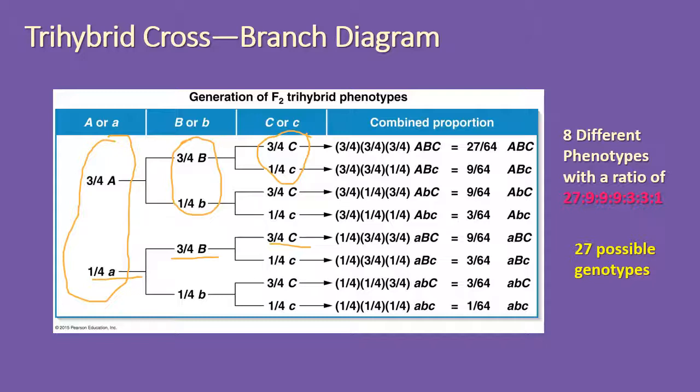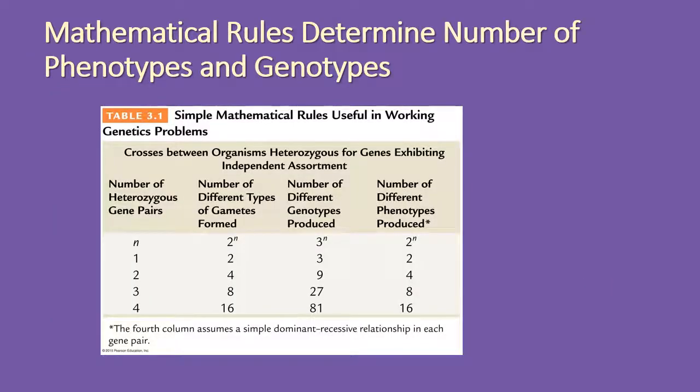Now it would be difficult to look at all the genotypes on a branch diagram, but once you get to trihybrid crosses, we're really not concerned about all the different possible genotypes. We're more interested in the phenotypes at that point. So to make things even a little bit more simplified, there's a little shortcut trick that you can do.